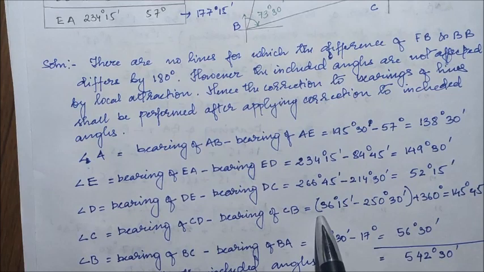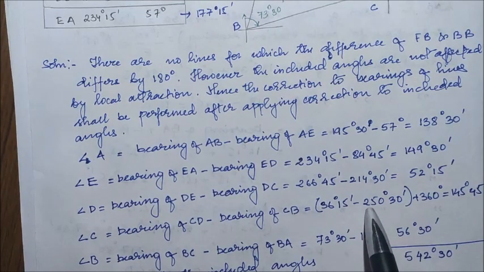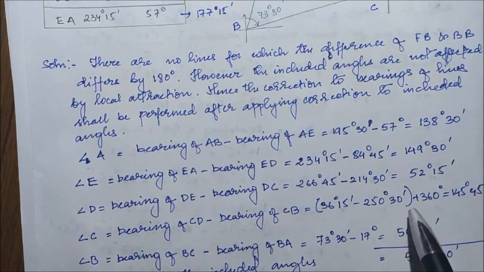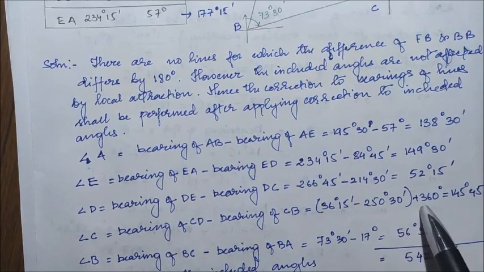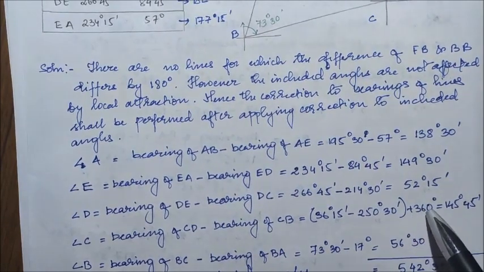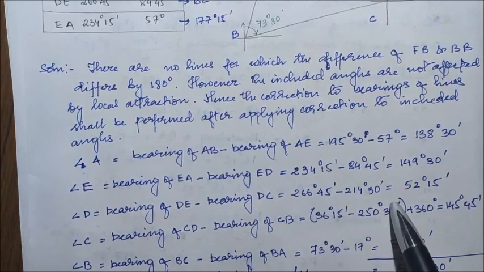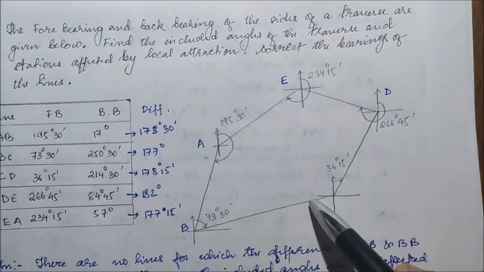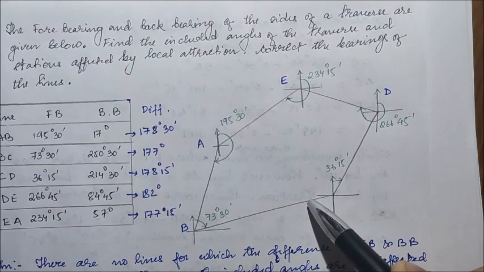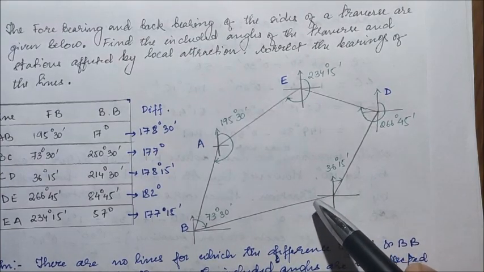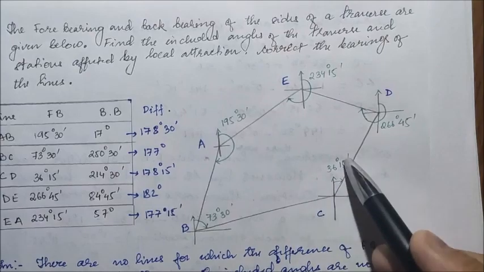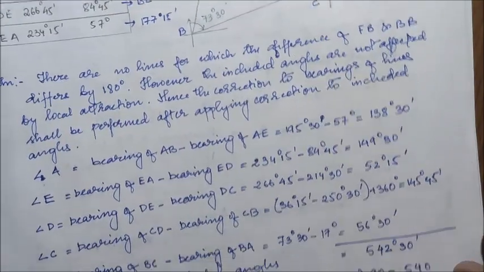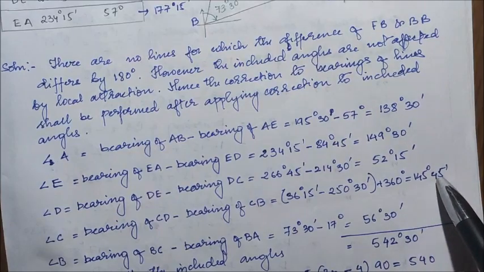That is 36 degree 15 minutes minus 250 degree 30 minutes, which will come up to be a negative value. So add 360 degree. Why we are doing this is, before adding 360 degree, the value which we get here will be the exterior angle C. So we add another 360 degree to the negative value of this angle, so that we get the interior included angle. It comes up to be 145 degree 45 minutes.